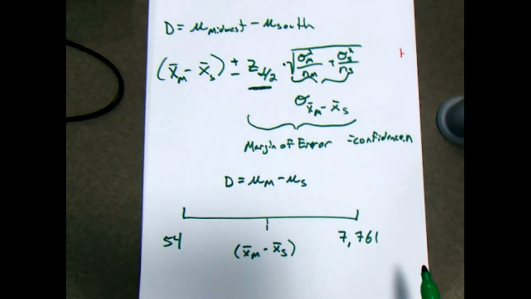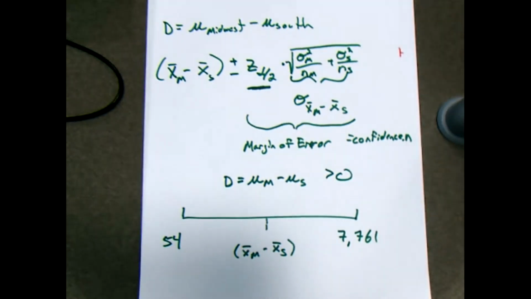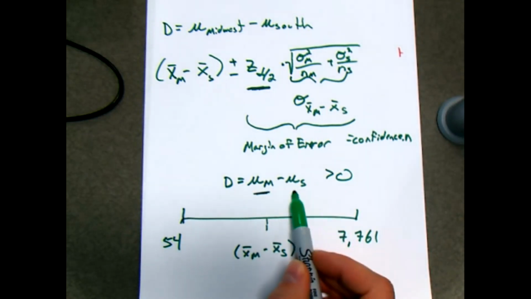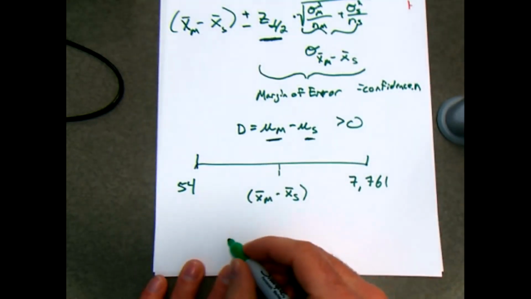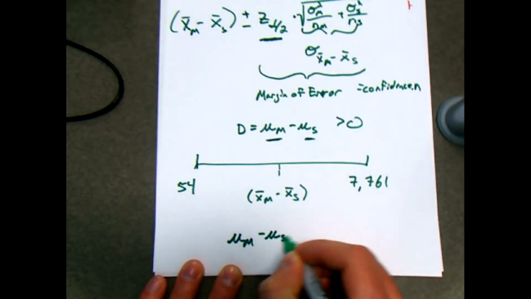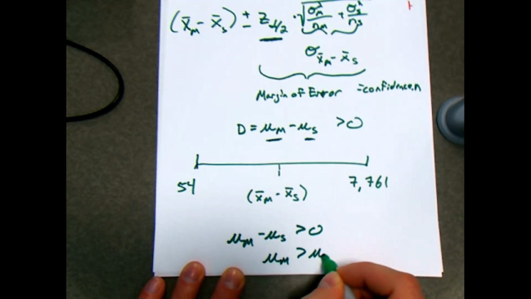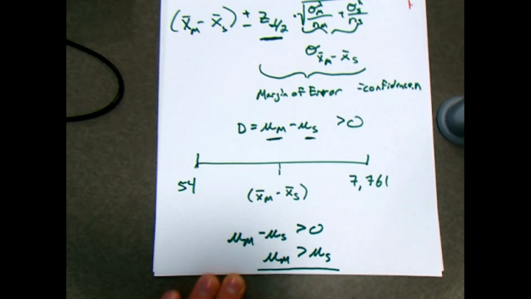So what's true about all these values? They are all positive. So with 99% certainty, I can say that that difference is, even at the worst, positive 54. So even if it was the lowest possible difference here, I could still say that on average, Midwestern schools have greater enrollments than Southern schools, right? Or think about it this way: if I know that this is positive with 99% certainty, I just do a little bit of algebra here, add that mean from the South to both sides. With 99% certainty, I can say Midwestern schools have a higher enrollment. Okay.